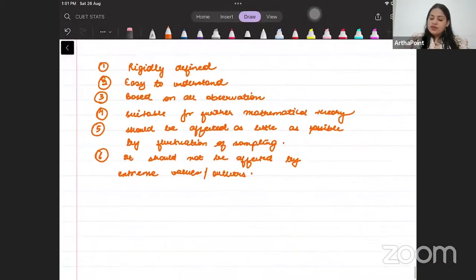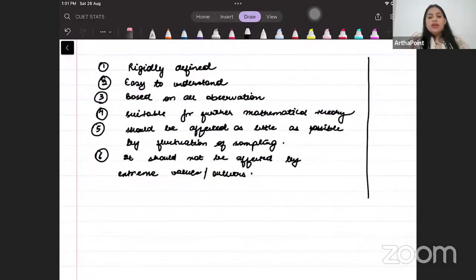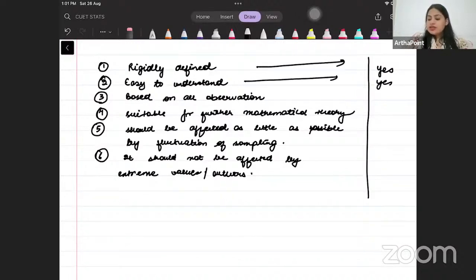So let's start with the first one: rigidly defined. So is mean rigidly defined? Yes. We could see that there is a fixed formula for mean, summation x by n. So it has a fixed, clear, unambiguous formula, and therefore it is rigidly defined. Is it easy to understand? Yes. This is a very simple formula. You don't have to do tons and tons of things. So this is very easy to understand.